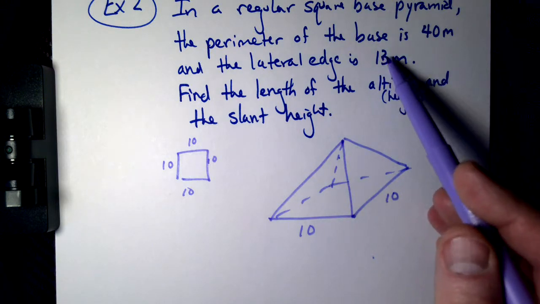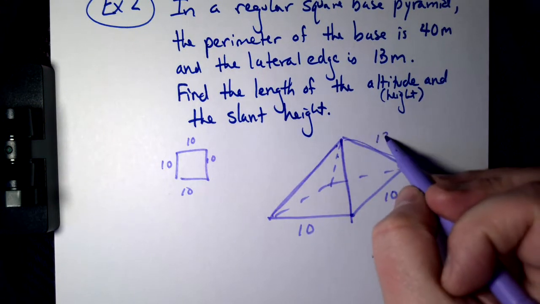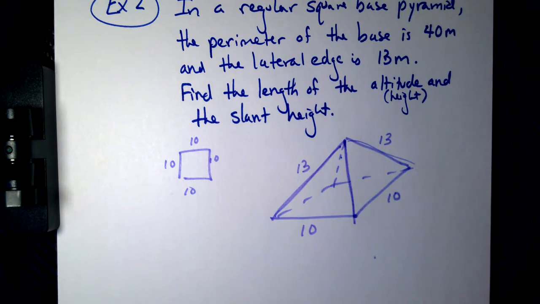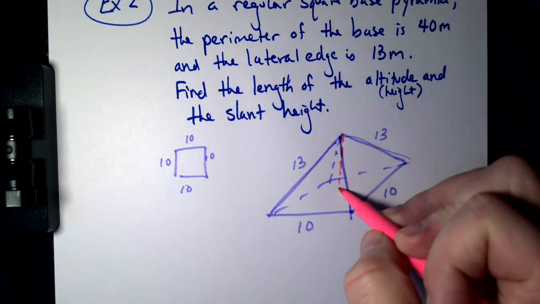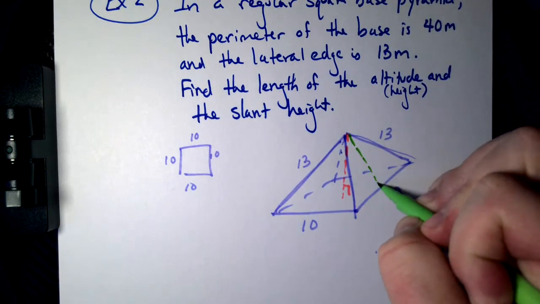The lateral edges are these 13 lines that go up to the top. Each one of those is 13. I could draw it here, but I think it would interfere with my diagram. So we have two things to find. We have to find the height from the top, that altitude, and we have to find this number here, the slant height.